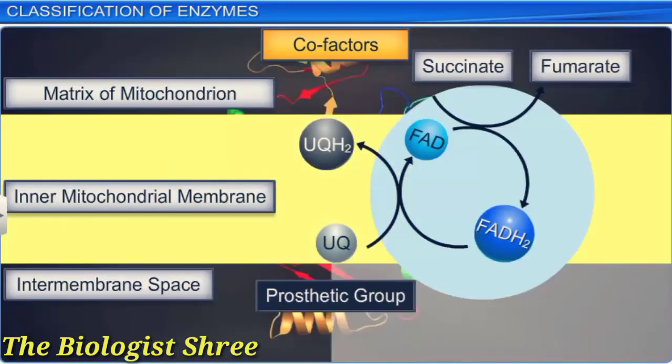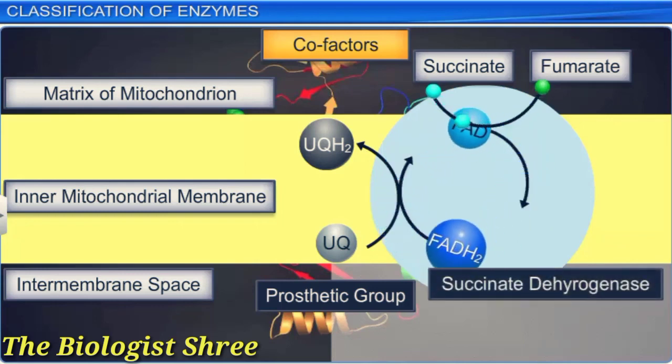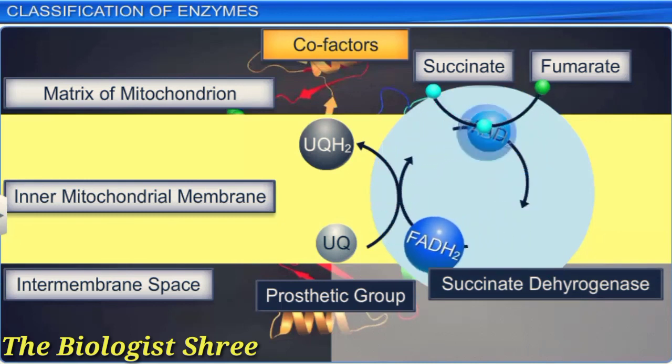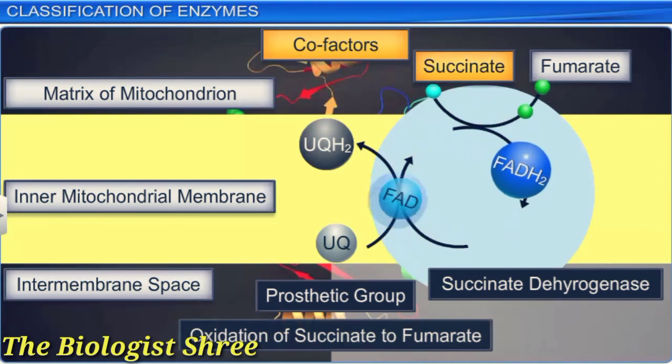Prosthetic groups are organic compounds that are tightly bound to the apoenzyme. For example, in the enzyme complex succinate dehydrogenase, FAD or flavin adenine dinucleotide is a prosthetic group that oxidizes succinate to fumarate in the 8th step of the citric acid cycle.